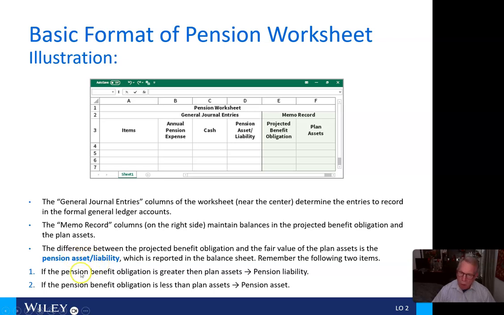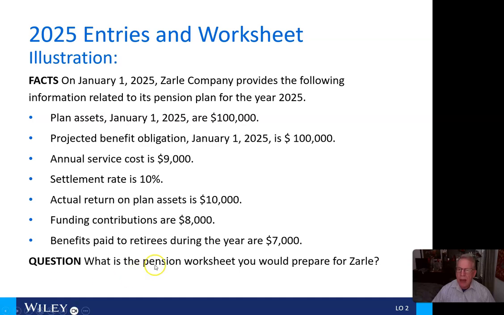So remember the following 2 items. 1, if the projected benefit obligation is greater than plan assets, then you've got a pension liability, like we had in the prior slide. But number 2, if the projected benefit obligation is less than the plan assets, then we have a pension asset.